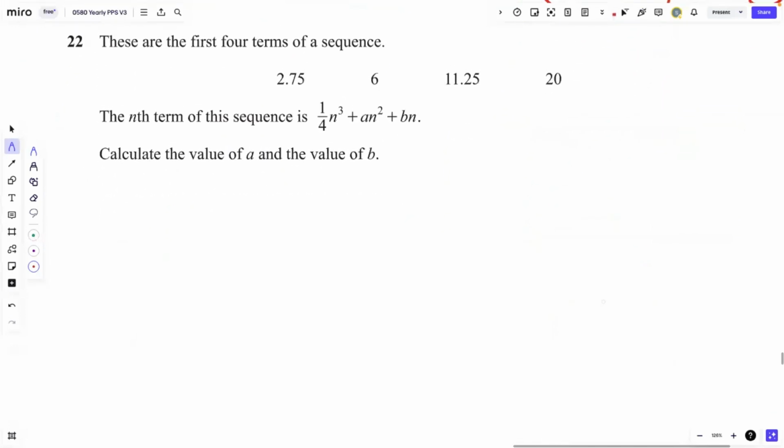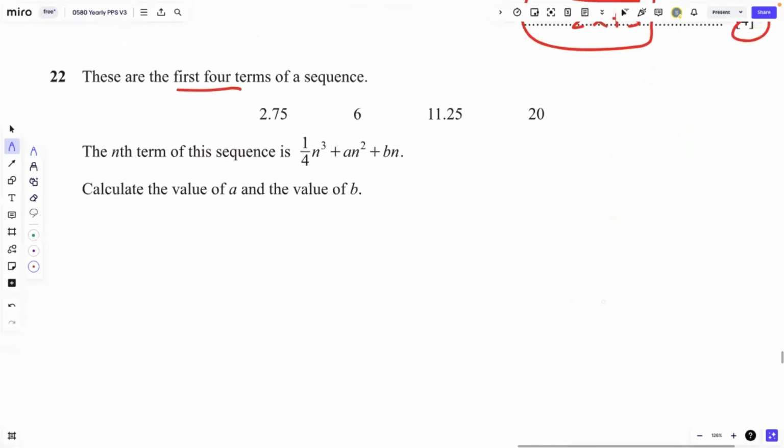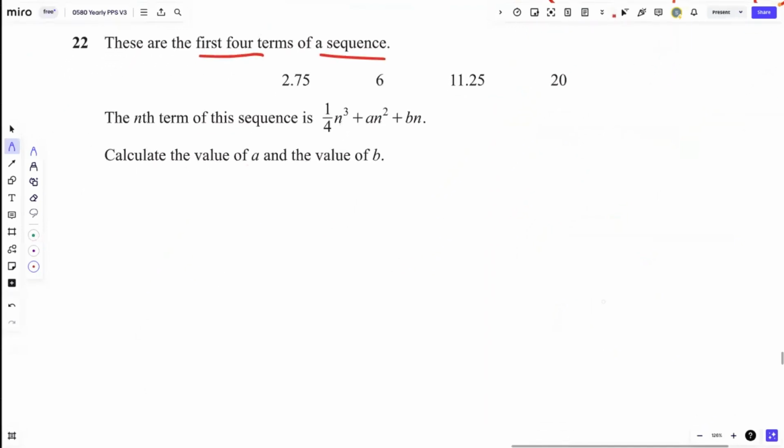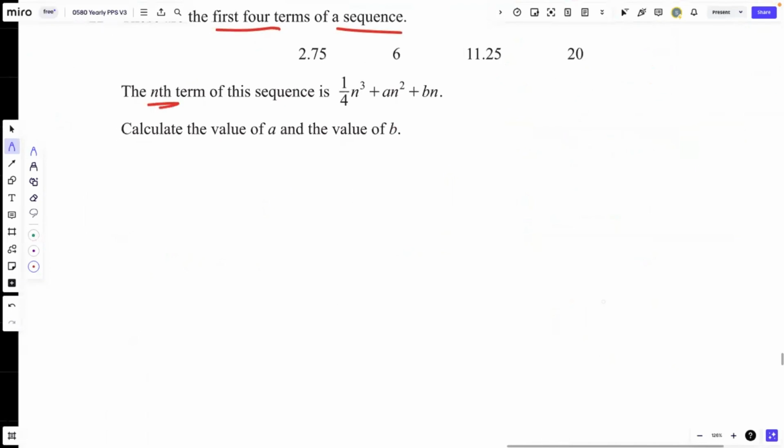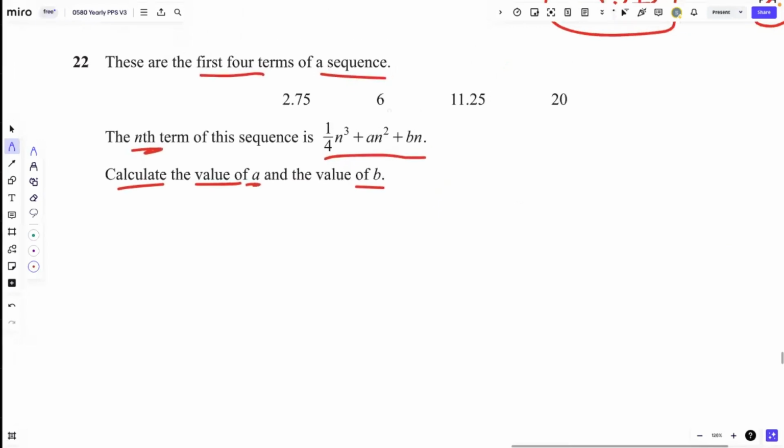The next question: these are the first 4 terms of a sequence. We have a sequence given here, the first 4 terms of that. And we have the nth term formula for that sequence as well. Obviously, we do not know the values of A and B, so it's an incomplete formula given, and those are the values of A and B that we are supposed to figure out, according to this sequence and these 4 terms.